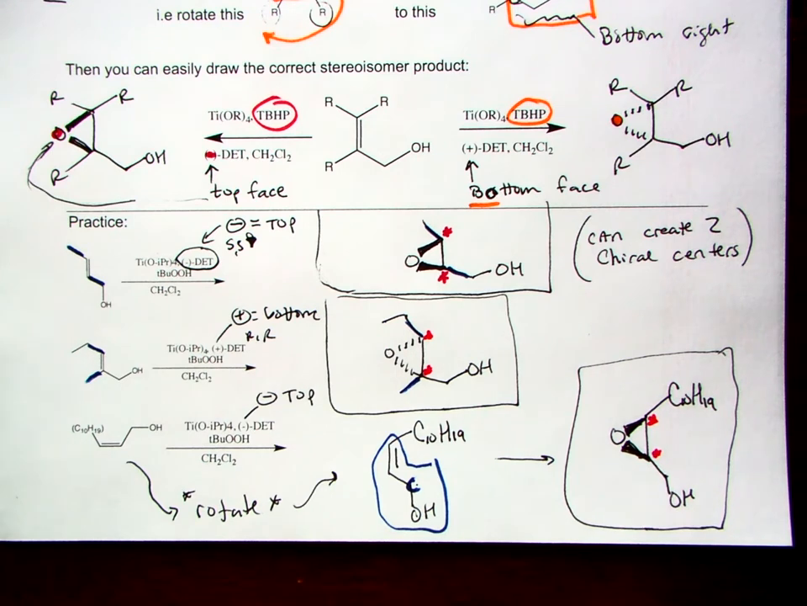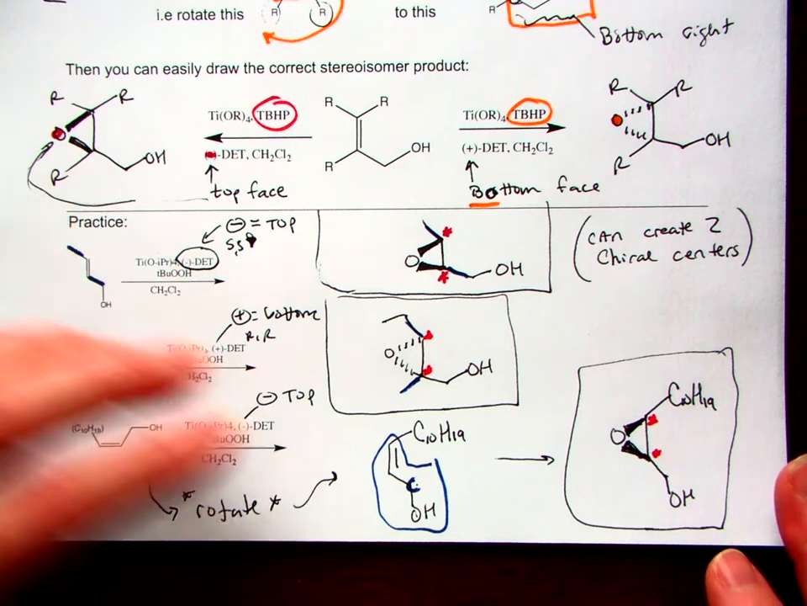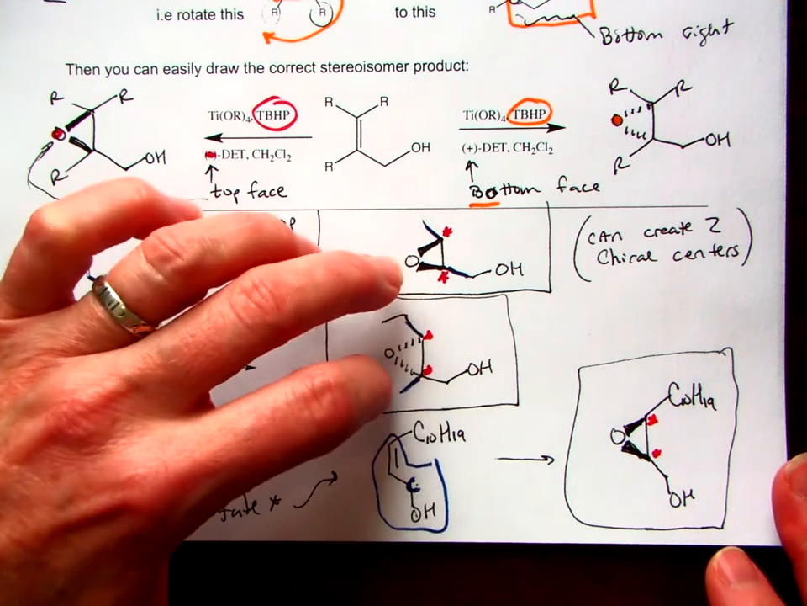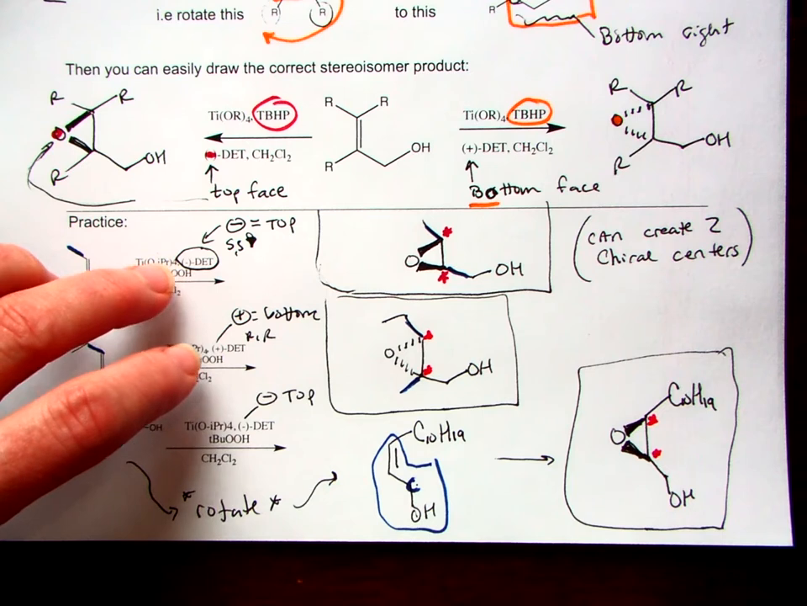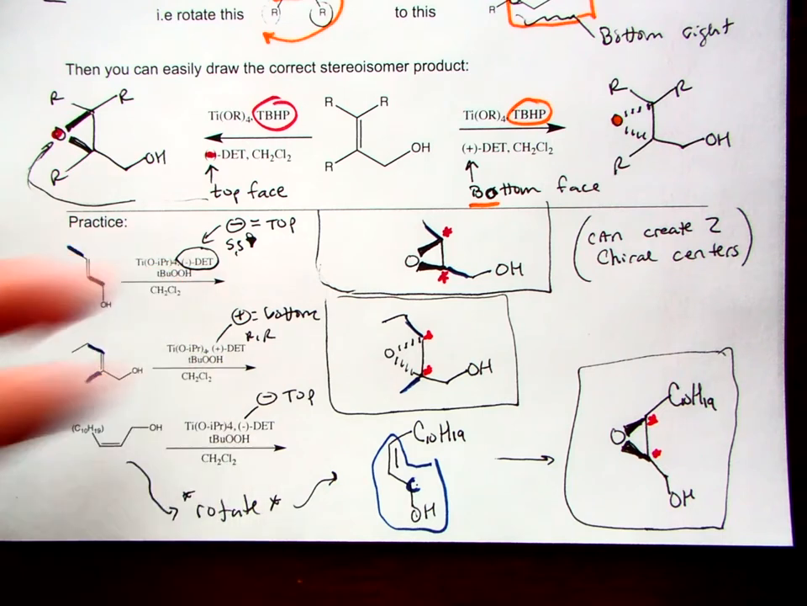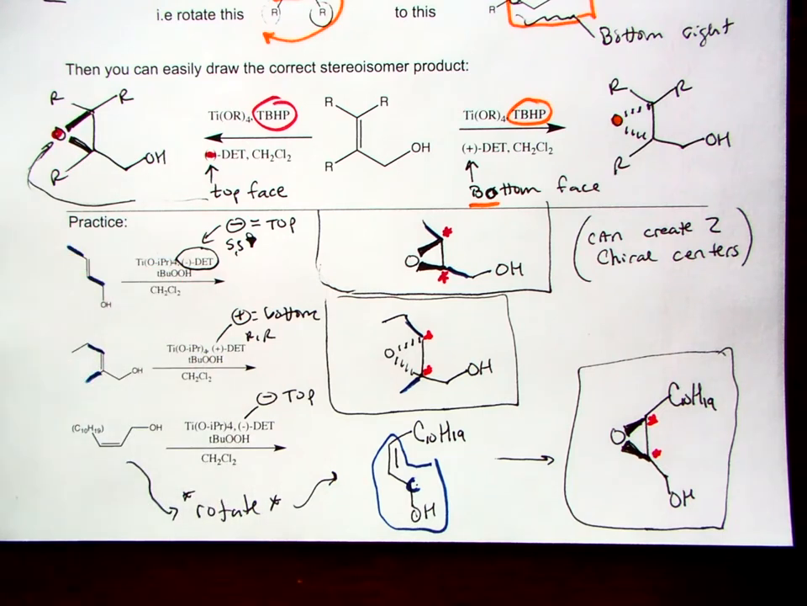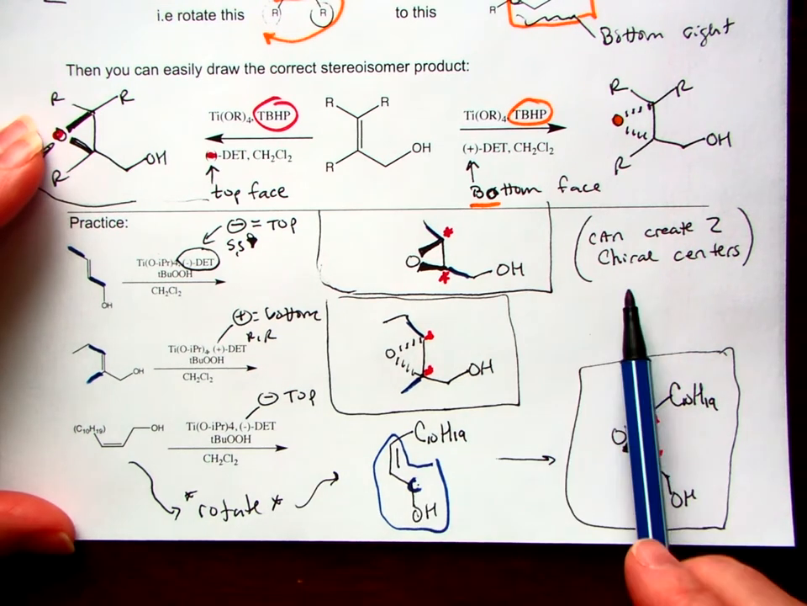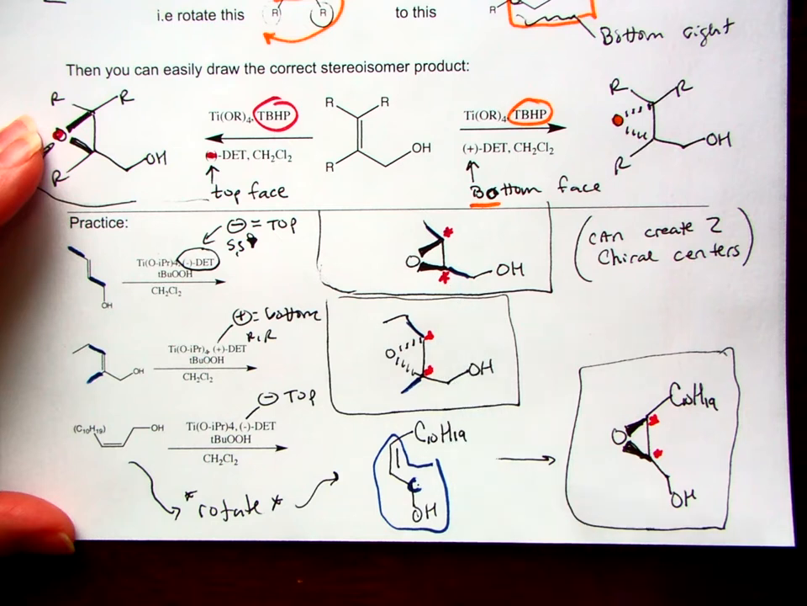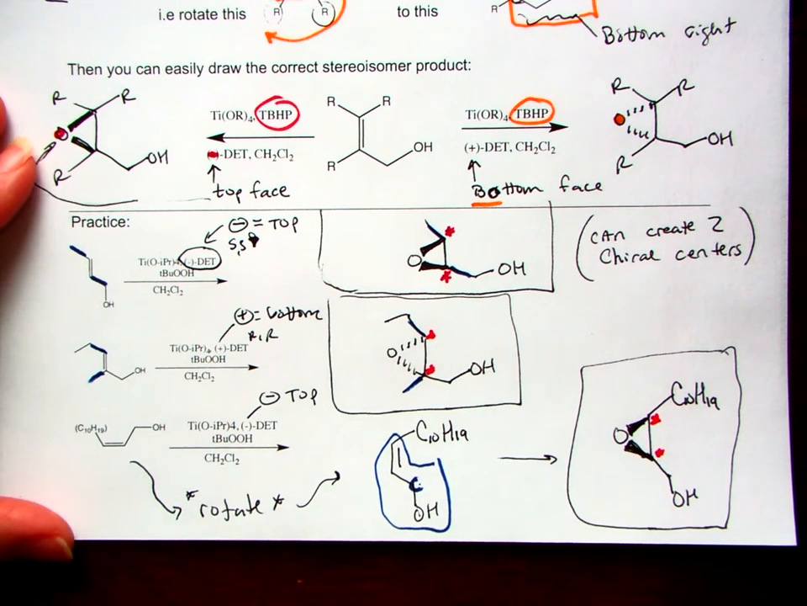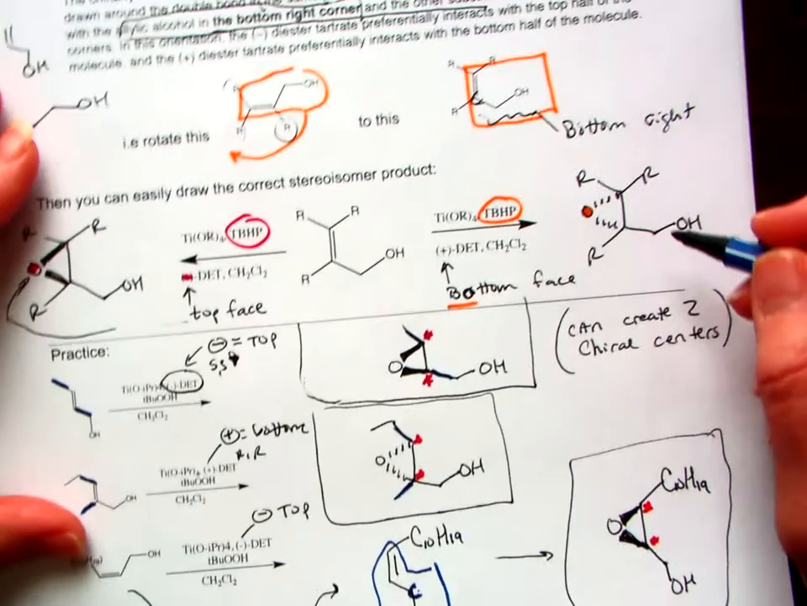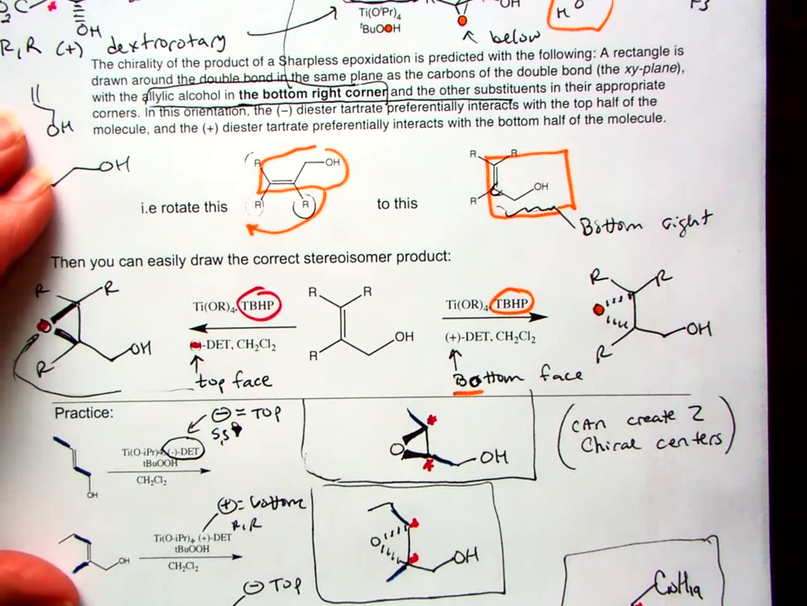Your book picks this way to remember it, and so I decided to be consistent with your textbook. Again, it's just a mnemonic. You just have to always set up your starting material in the right orientation in order to be drawing the correct enantiomer that's formed, given the specific chiral catalyst that you're using. Alright, so I just wanted to go through these, make sure you can draw these nice and cleanly. You can create 2 chiral centers on these guys. You're going to create usually at least one, right? If everything else was a hydrogen, you'd still be creating one there.